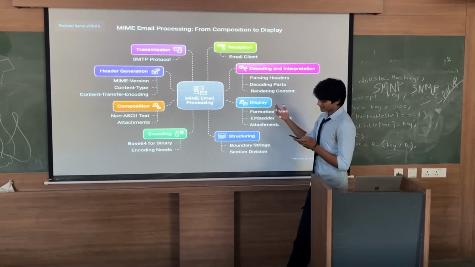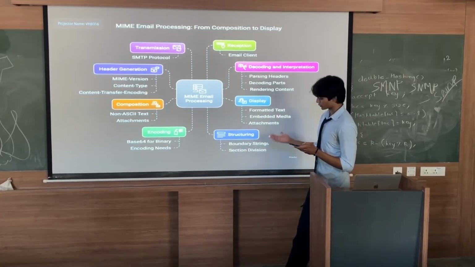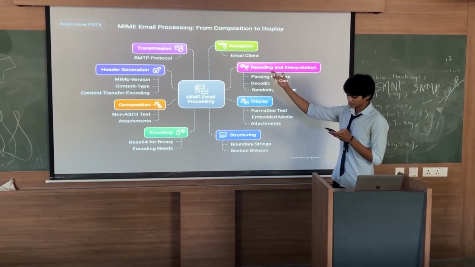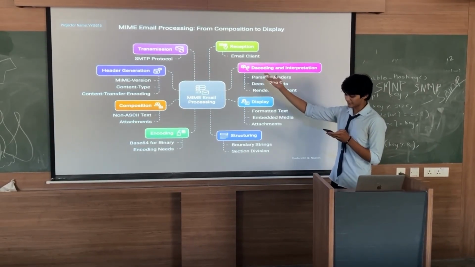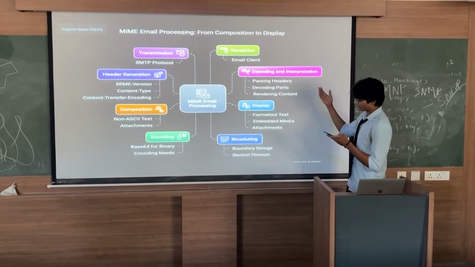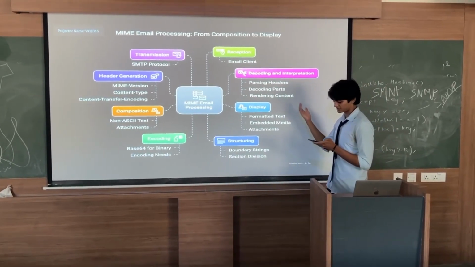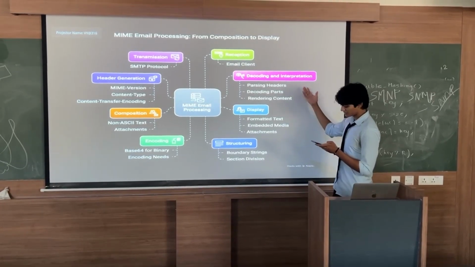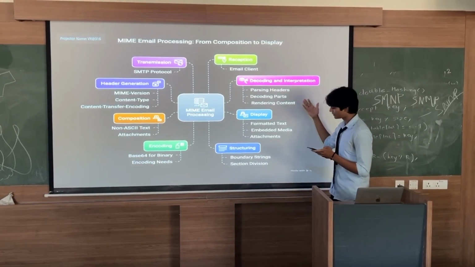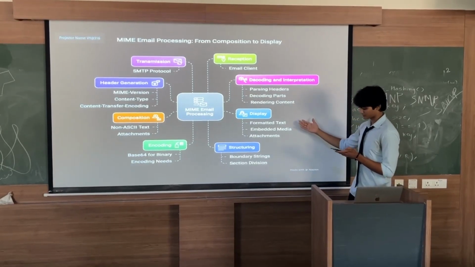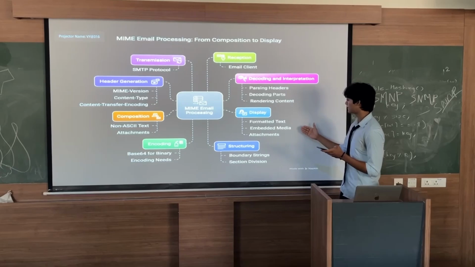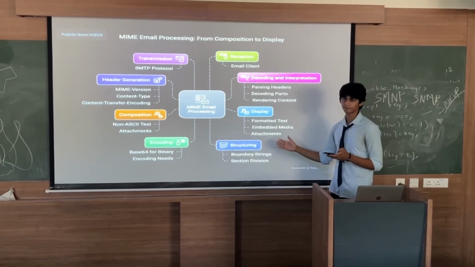Structuring. The message is split into sections using boundaries. Next, we have the transmission. The transmission involves the sending of the email via SMTP. Next, we have the reception, where the recipient's email client receives the email. Next, we have the decoding and interpretation, where the client decodes and prepares the content. And finally, we have displaying the email, which involves the formatted text, embedded media and attachments, all.